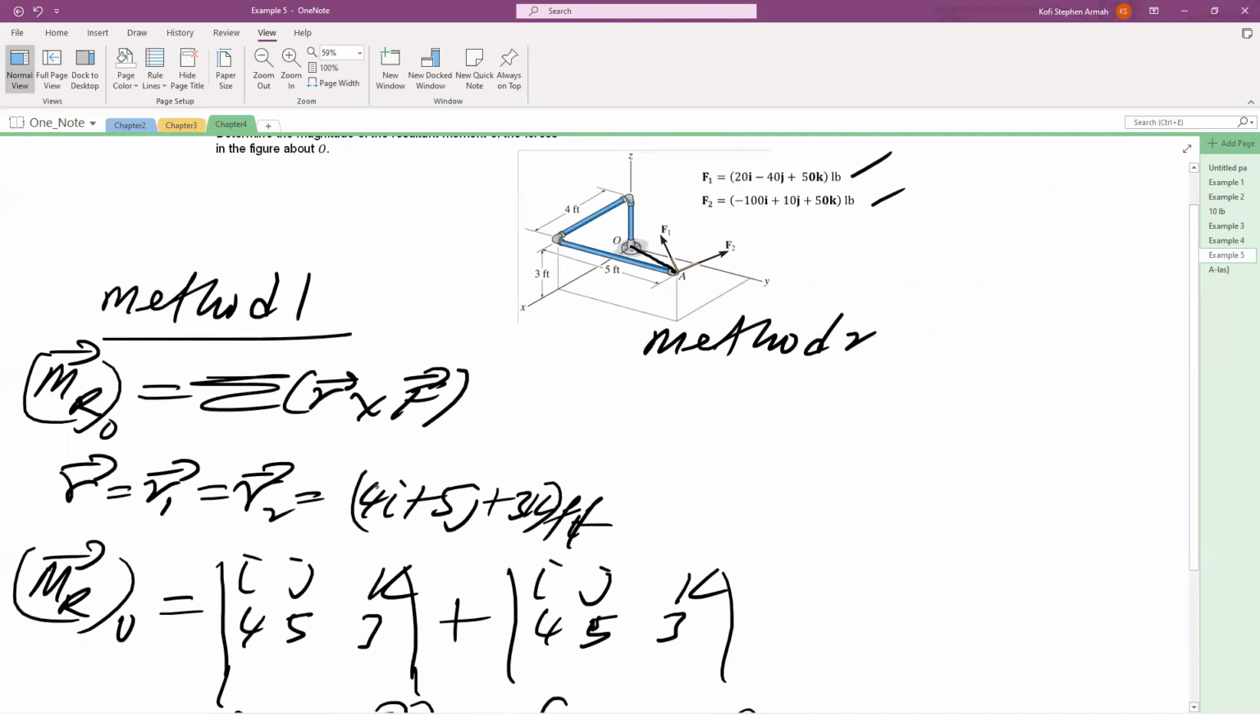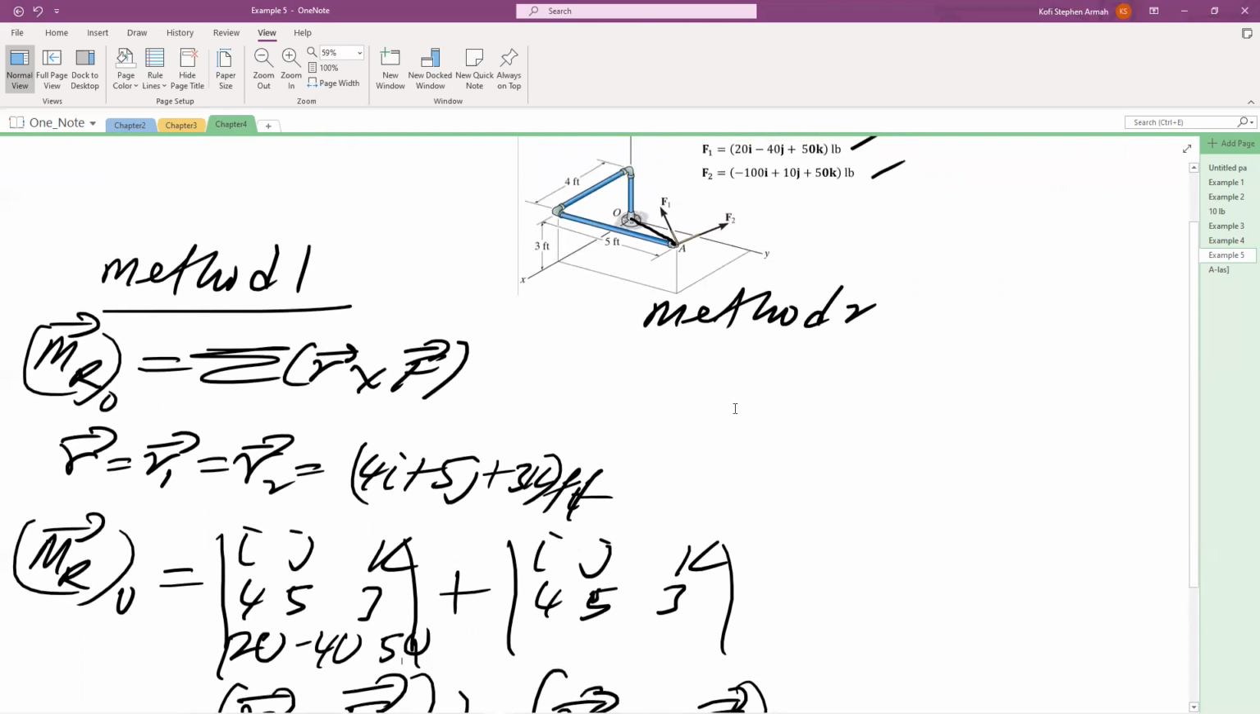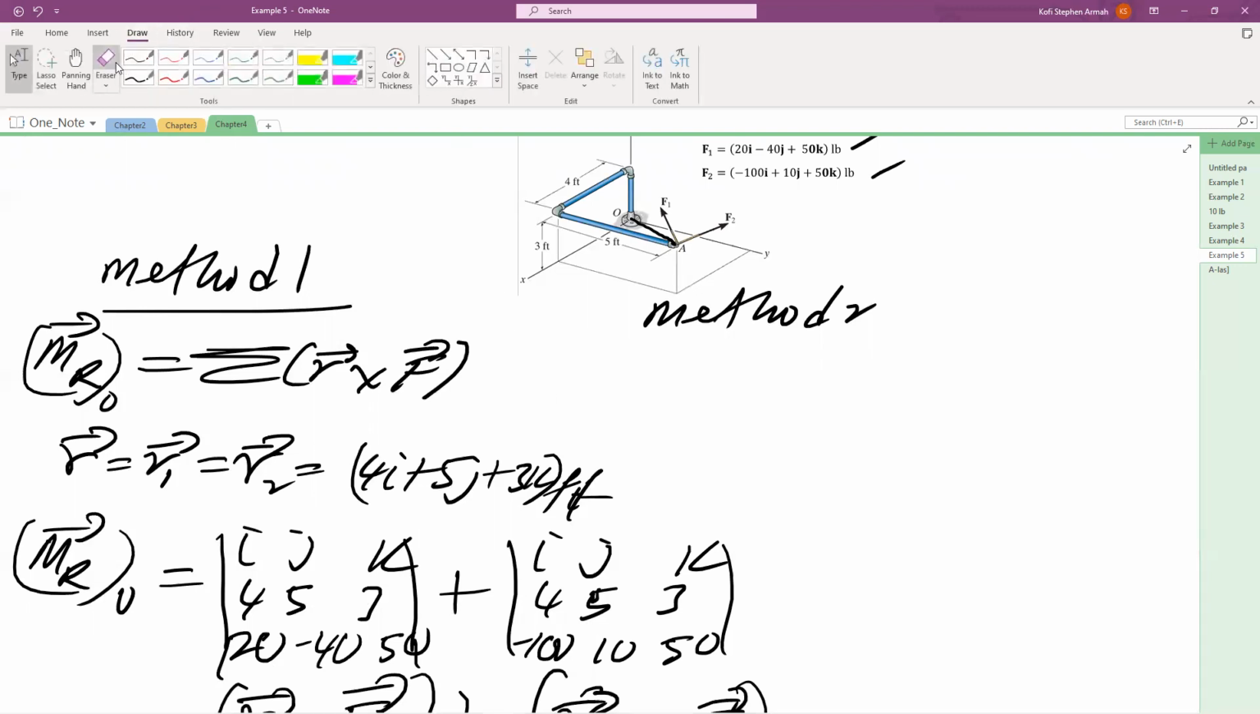So what is F1? You put your 20 here, minus 40 here, and then 50. That's from this side. And then here you put your 100, minus 100, 10, and then 50. Evaluate this, and add them. I will not do that one. I believe everybody can do that now.